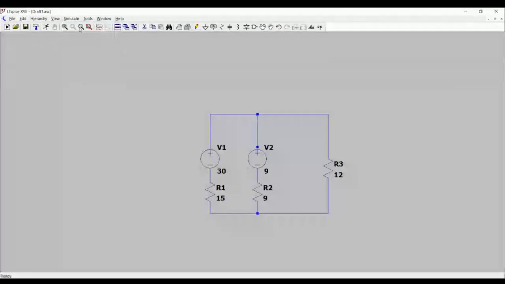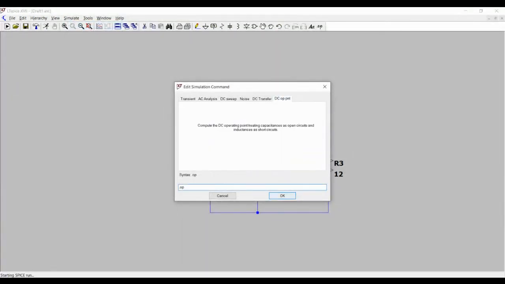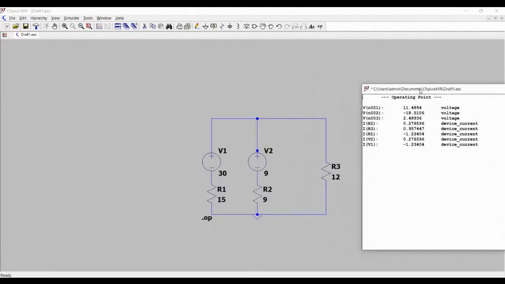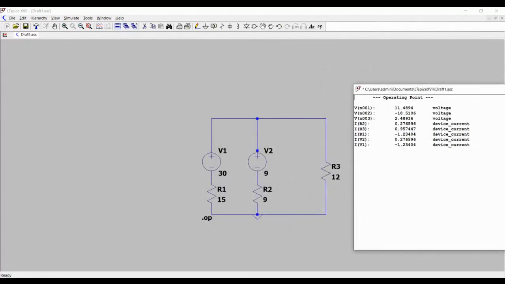Right. We can simulate, run DC operating point in a DC analysis. And never forget to ground the circuit. Just ground it anyway, it's perfectly fine. Simulate. We can run. There's our results. So let's have a look here. The current going through V1 is minus 1.23. The current going through the resistance is I3, that's our answer.